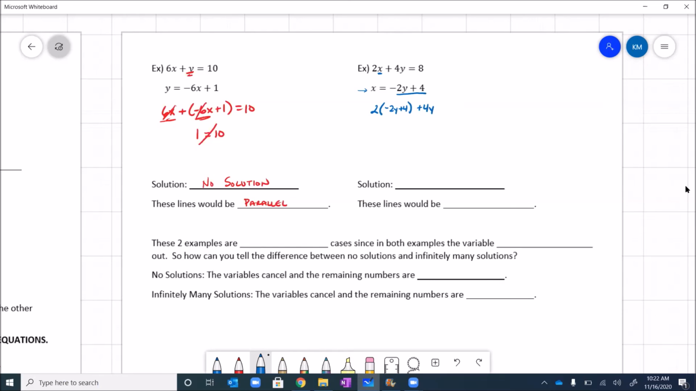Plus 4y equals 8. And so I distribute over here, which gives me negative 4y plus 8 plus 4y equals 8. Combine my like terms, right there on the same side, and that gives me 0. And I have a true statement with no variables. 8 equals 8. So there are infinitely many solutions. These lines would be coinciding, or the same.